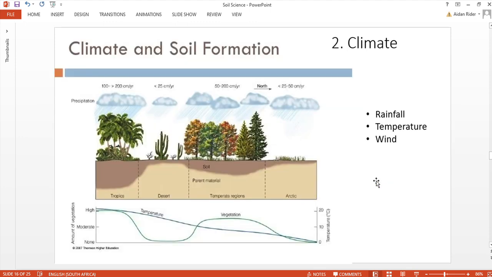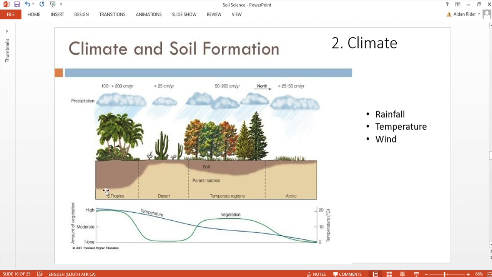Then we look at climate factors, your temperature and so on, mostly to do with climate. So first of all is your rainfall. So rainfall is the first factor. Very high rainfall leads to extensive leaching. So let's take the tropics where there is a lot of rainfall. It says 100 to 200 centimeters a year. It can be more sometimes. Definitely more. So this dark patch here shows how deeply the water has infiltrated into the soil.